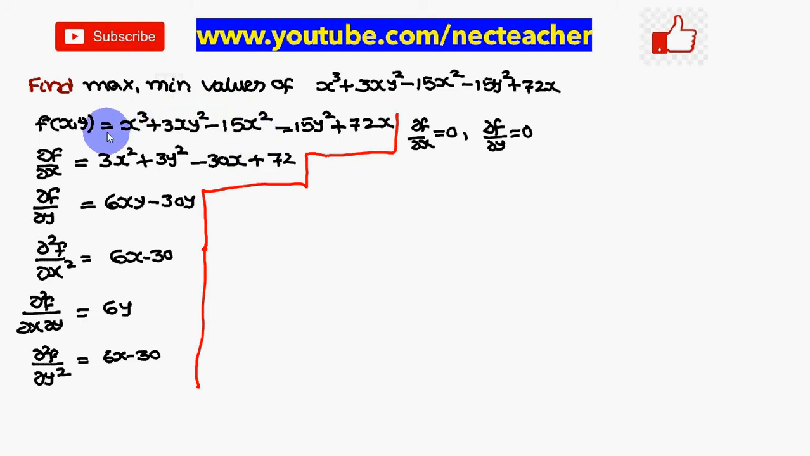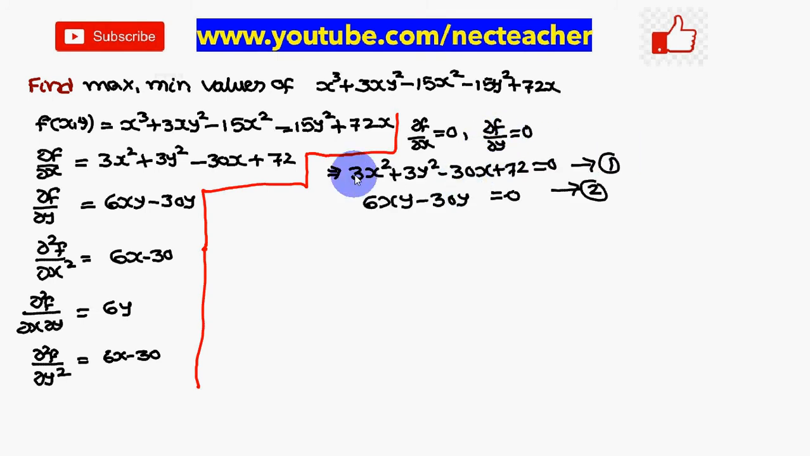Now dou f by dou x and dou f by dou y you have to equate to 0 to solve for maxima and minima. So 3x square plus 3y square minus 30x plus 72 will become equal to 0. Now take 6y common from the second equation: x minus 5 is equal to 0.